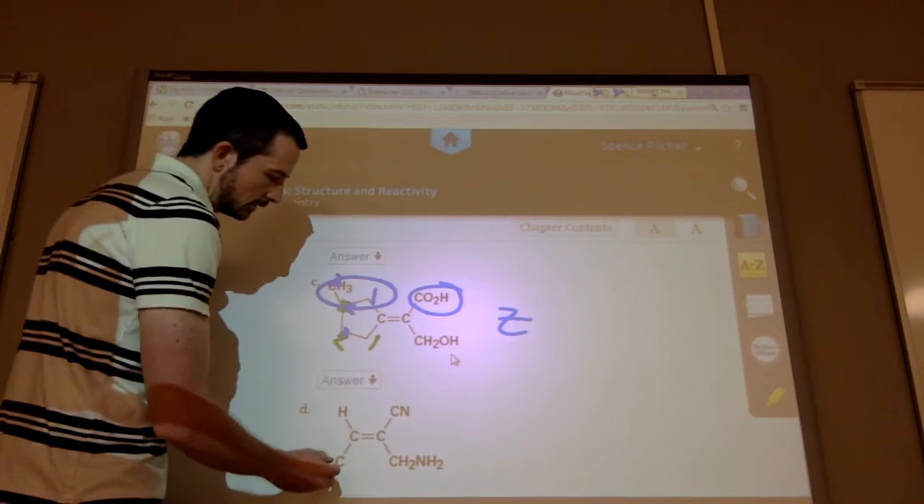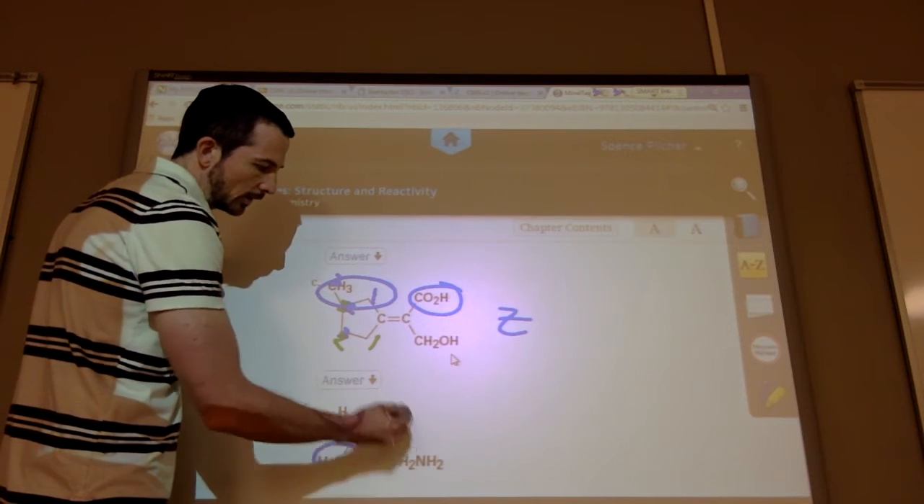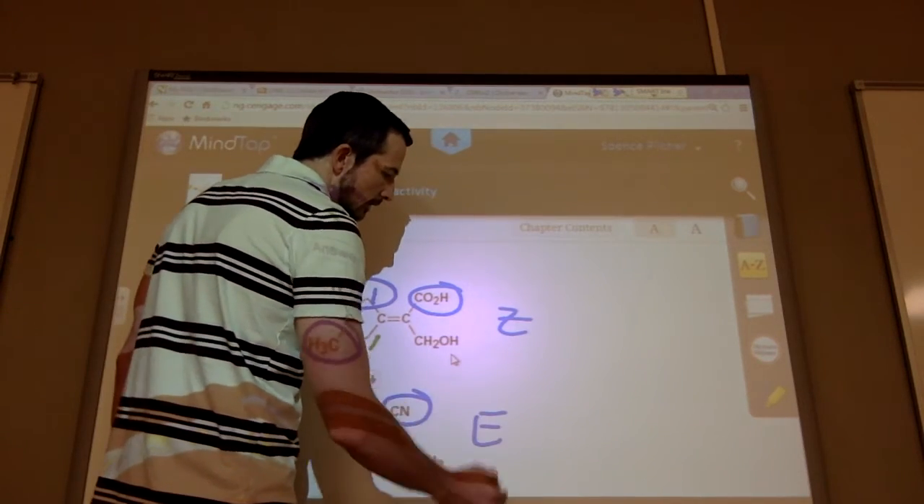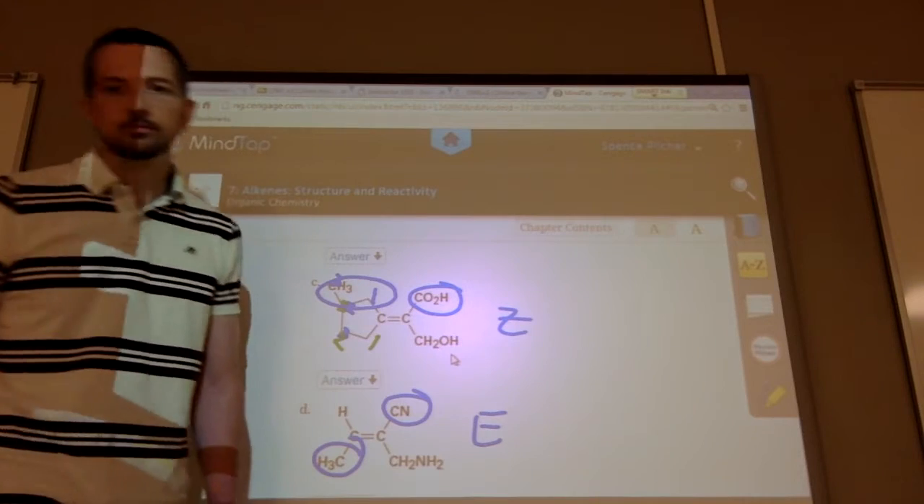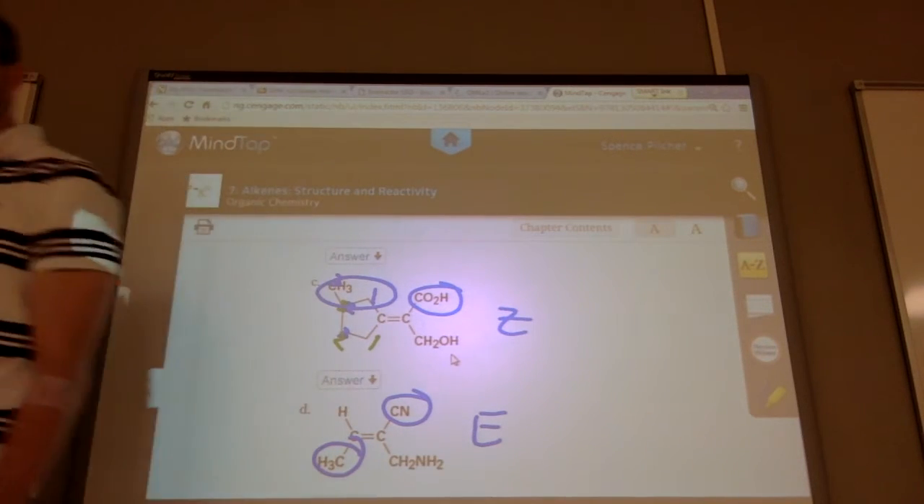Next one, carbon, hydrogen, carbon, carbon, 1 nitrogen, 3 nitrogens, opposite sides. So E. So now we're going to look at alkene stability.